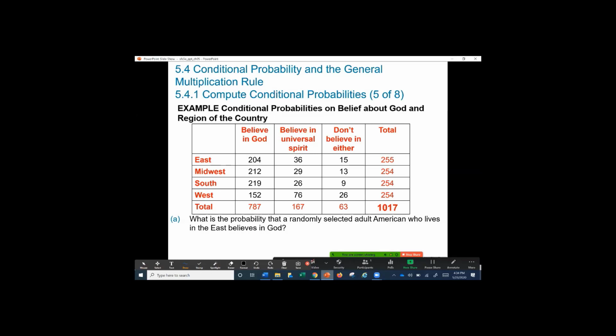What is the probability that one person that lives in the East, that is the condition, that is my new sample space, believes in God? That is my first question.